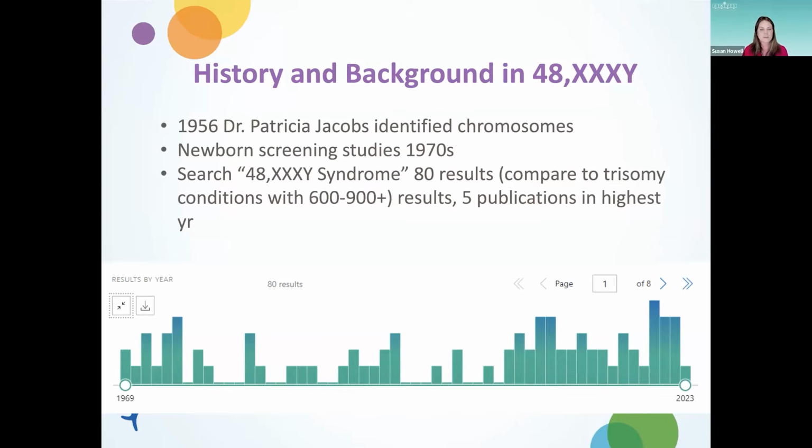When we look at the amount of information that's available in the medical literature, there really is a dearth. When we look at 48 XXXY as far as a syndrome and how often we're seeing it in publications in total, so going way back in time, there's only 80 publications about this condition in the PubMed literature search, compared to trisomy conditions that may have 600 or 900 plus publications. So there is so much work that needs to be done and publications in order to increase awareness and knowledge about these conditions.